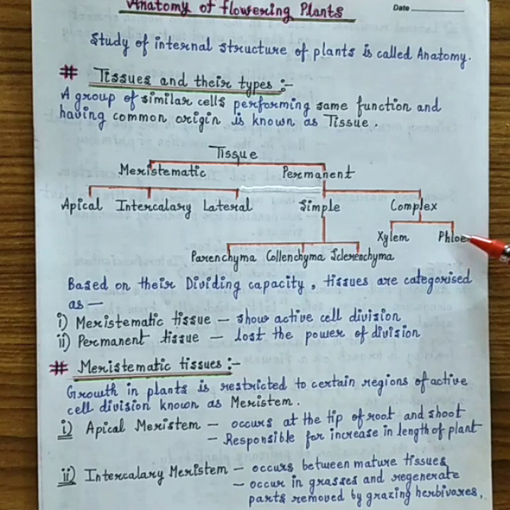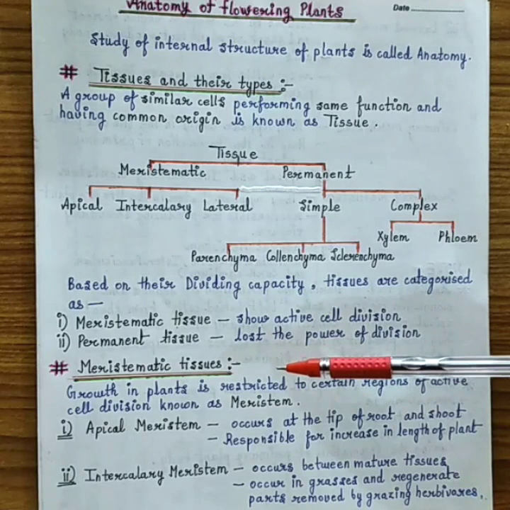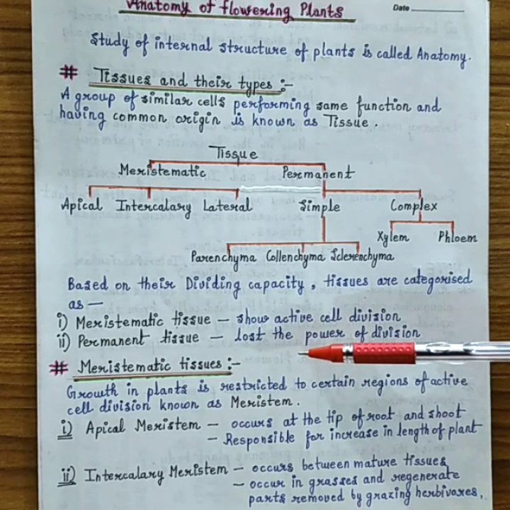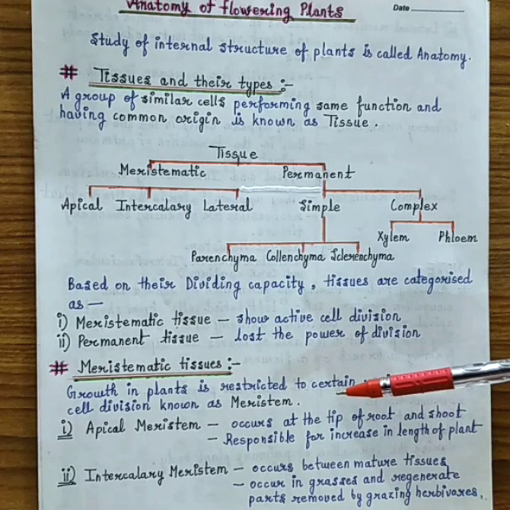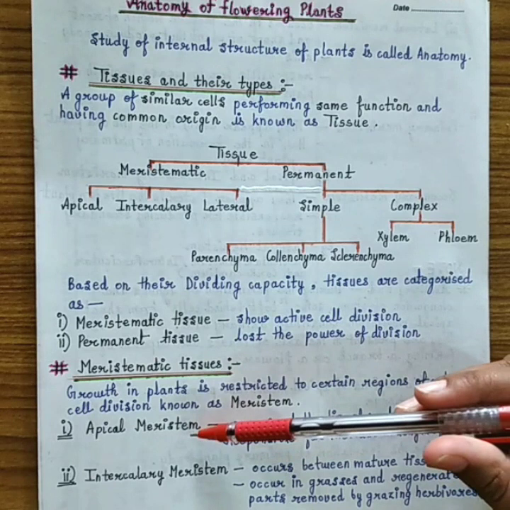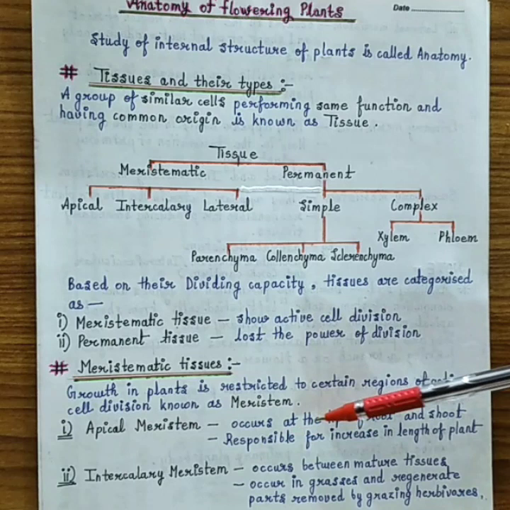The growth that happens in an animal body is uniform throughout the body, whereas this is not the case in the plant body. The growth in a plant body is restricted to certain regions where active cell division is taking place. These specified regions where active cell division happens, and growth occurs only in those portions, are known as meristems. They are of three types: apical, intercalary, and lateral. Apical meristem occurs at the tip of root and stem, and it is responsible for the increase in the length of the plant body.